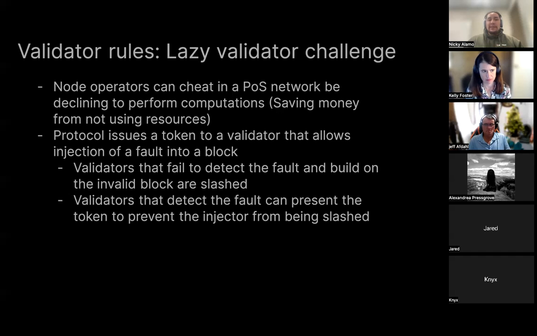The way we get around this is the Silvermint protocol will issue a token to a validator that allows them to inject fault into a block. What that means is, if I'm a validator and I'm issued this token, I can inject something in the block, a transaction that's not entirely true, or maybe it's incorrect. And when I insert that into a block, the validators on the Silvermint network, if they start building on top of this faulty block, they're essentially punished because they've not actually seen the faults in the network.